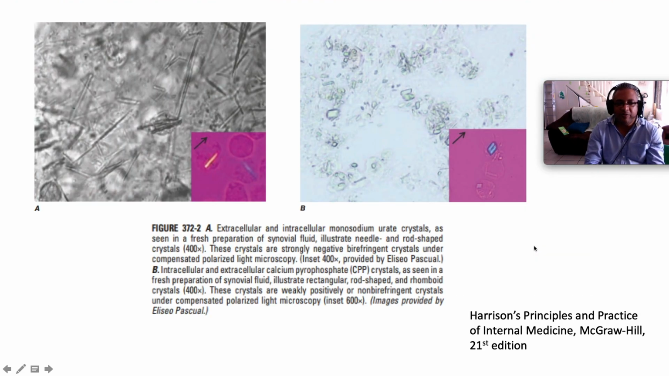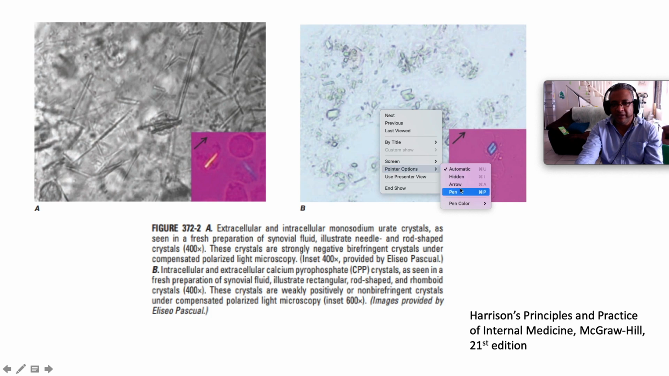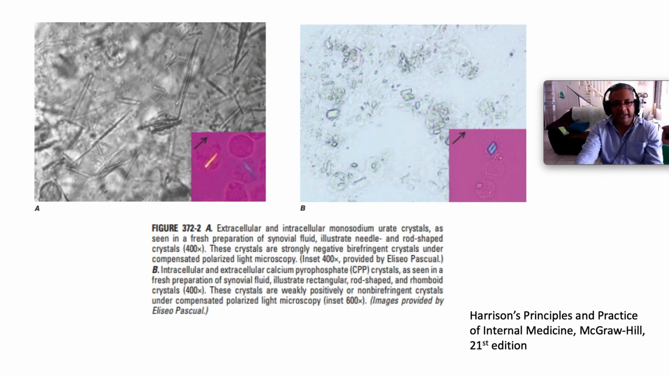This is some beautiful images demonstrating aspirate of synovial fluid in patients who have gout. Alright, let's just get my pointer in there. So picture A is extracellular and intracellular monosodium urate crystals as seen in a fresh preparation of synovial fluid. They illustrate needle-shaped, negatively birefringent crystals. Birefringent means 2 colors that you can see, right? Purple and yellow under polarized light microscopy.